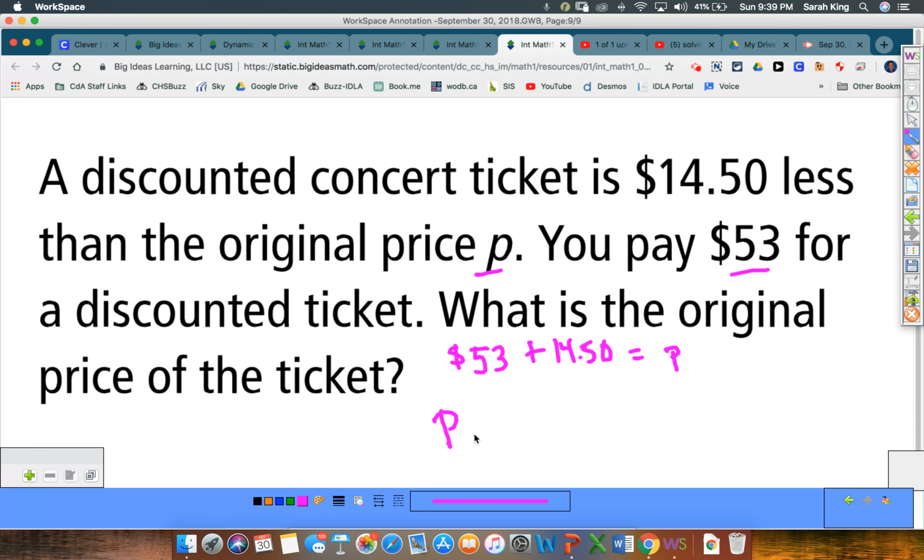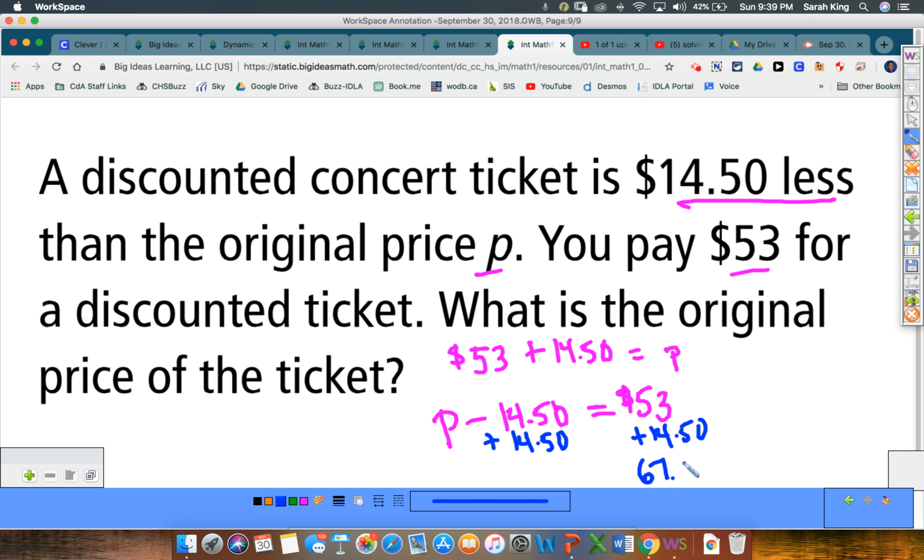You could say, how much is it discounted? It says this much less. So I would take original cost minus $14.50 equals the new cost, which is $53. So that's another way to write the equation, but the arithmetic would be the same. It's still an addition problem, right? So you'd add $14.50 to both sides, and the answer would be 53 plus 14.50, and we get 67.50. 67.50 would be the original price that you paid. All right.